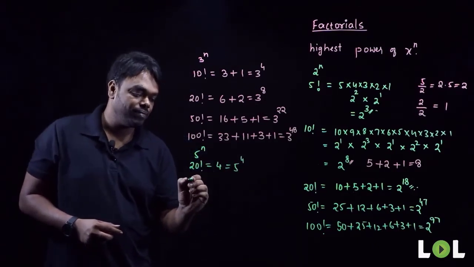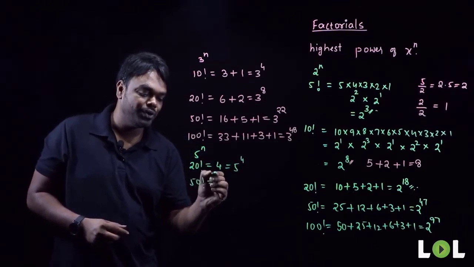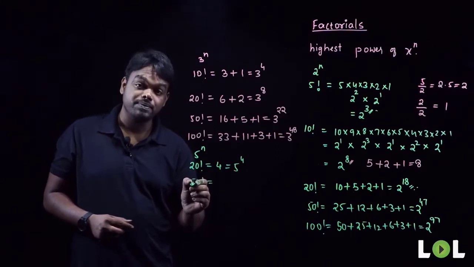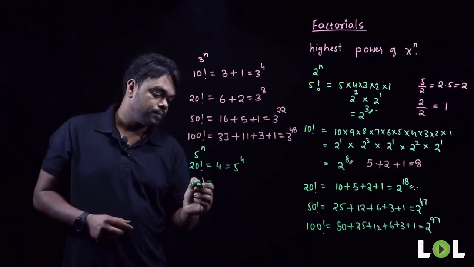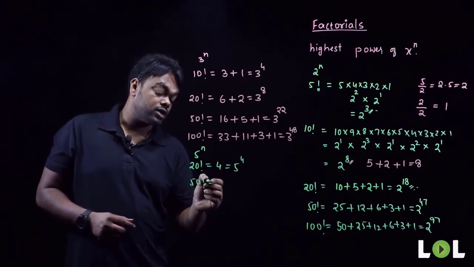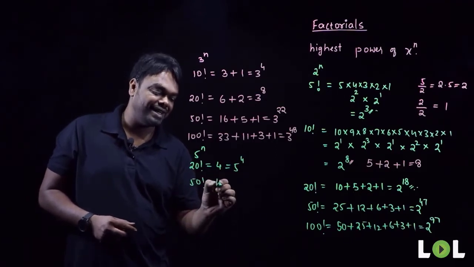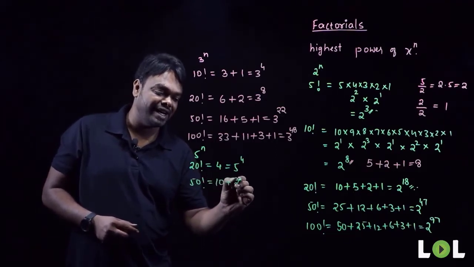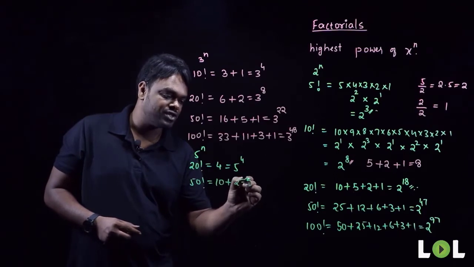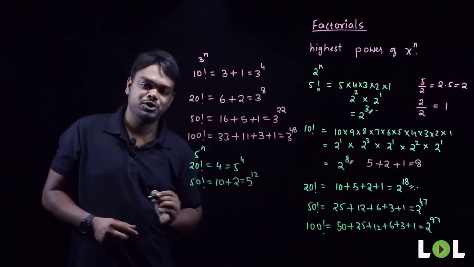Suppose if I want 50 factorial. What do we do? Divide 50 with 5. What do we get? 10. 10 by 5, 2. Can I divide further? No. That is 5 power 12.